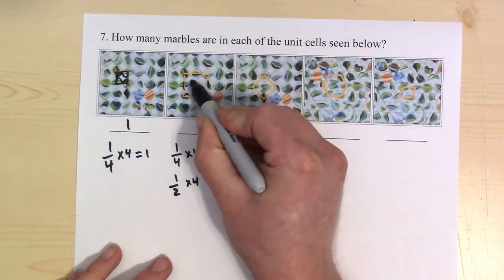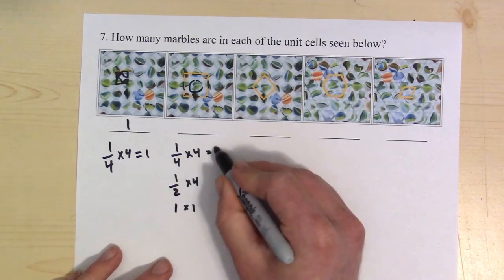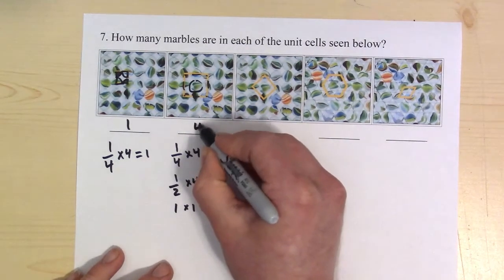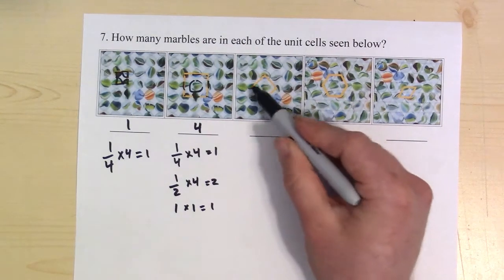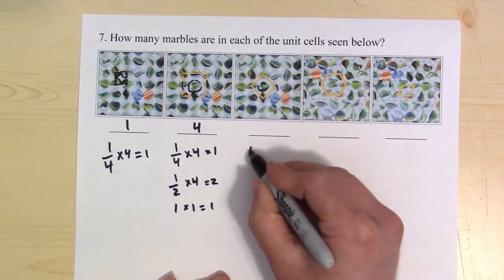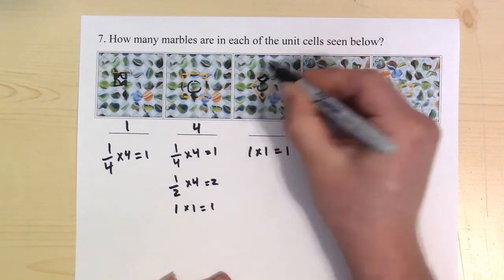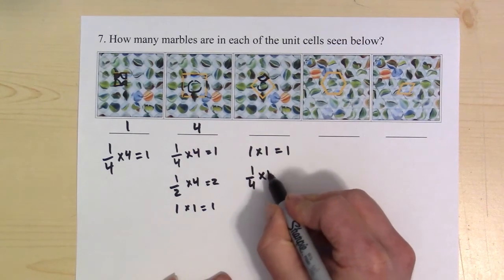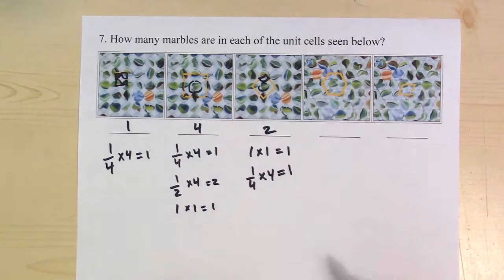And there's 1 marble in the middle, so there's 1 of those. So quarter times 4 is 1, half times 4 is 2, and 1 times 1 is 1. So in that cell, there are going to be 4 marbles. Here we see a diamond around a central marble, so there's 1 marble in the middle. That's 1 whole marble, that's 1. And then again we have a quarter marble on each corner. So there's 4 corners, so each quarter will equal 1 total. So in this cell there are 2 marbles.